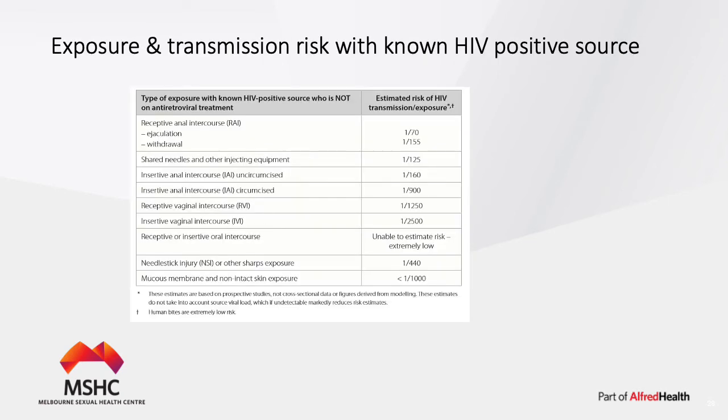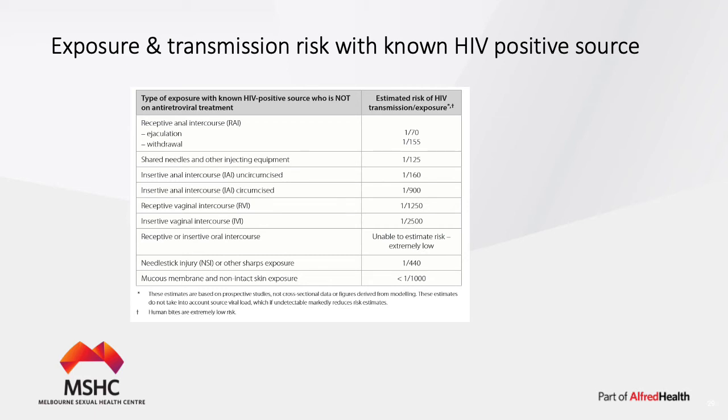Okay, so if someone is receiving anal sex and someone ejaculates in your patient's bottom, then the estimated risk of HIV transmission per exposure is 1 in 70. If the person was receiving anal sex, but the source withdrew his penis, then the risk is 1 in 155. The risk with shared needles and other injecting equipment is 1 in 125. The risk has lowered because of the needle syringe program.